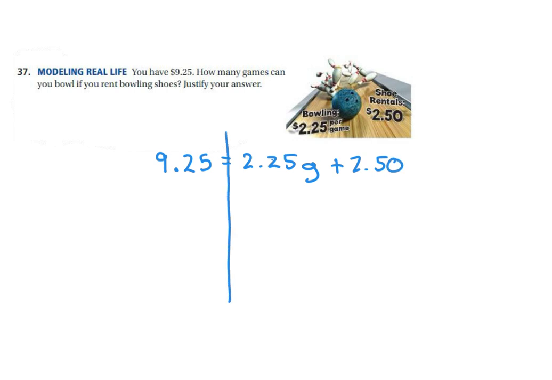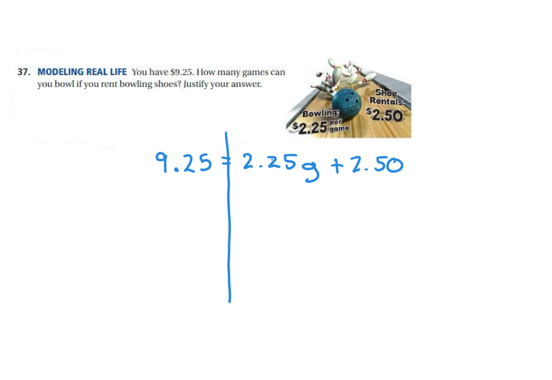And then for our last question, number 37, modeling real life. You have $9.25. How many games can you bowl if you rent bowling shoes? Right, so we have $9.25. Bowling is $2.25 per game, plus you have to buy bowling shoes, which are $2.50. So we'll justify our answer by showing our work.